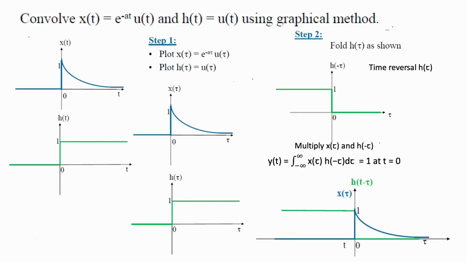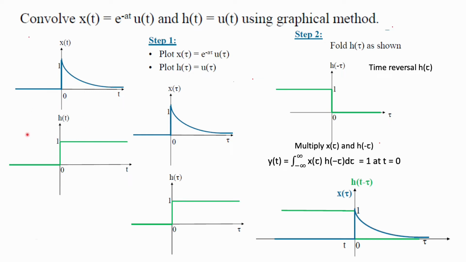Now we can see the problem number 1. Convolve x of t equal to e power minus at u of t and h of t equal to u of t using graphical method. Graphical method is nothing but we have to draw graphical in nature. You take the first problem, x of t equal to e power minus at u of t. You draw the exponential signal, everyone you know it. At t equal to 0, the amplitude becomes 1. You will get the signal like this.